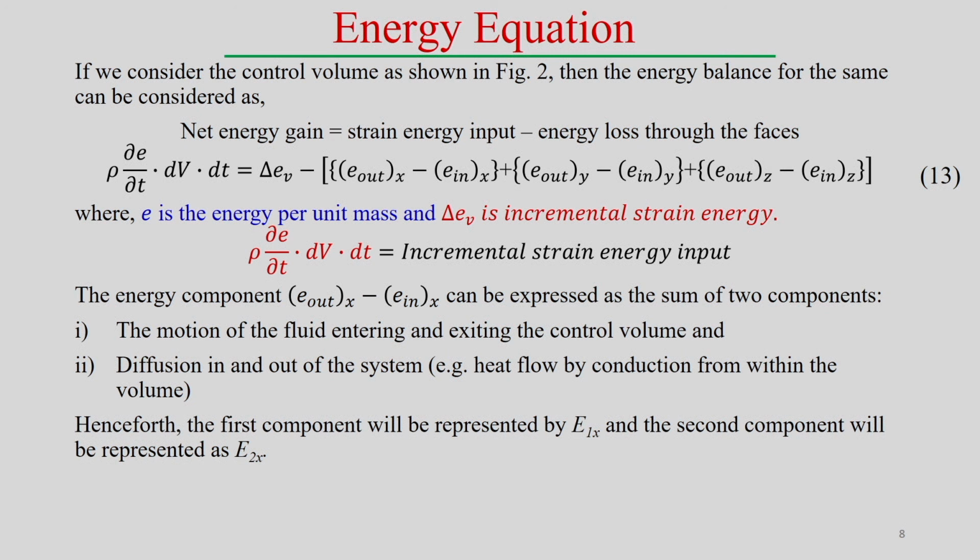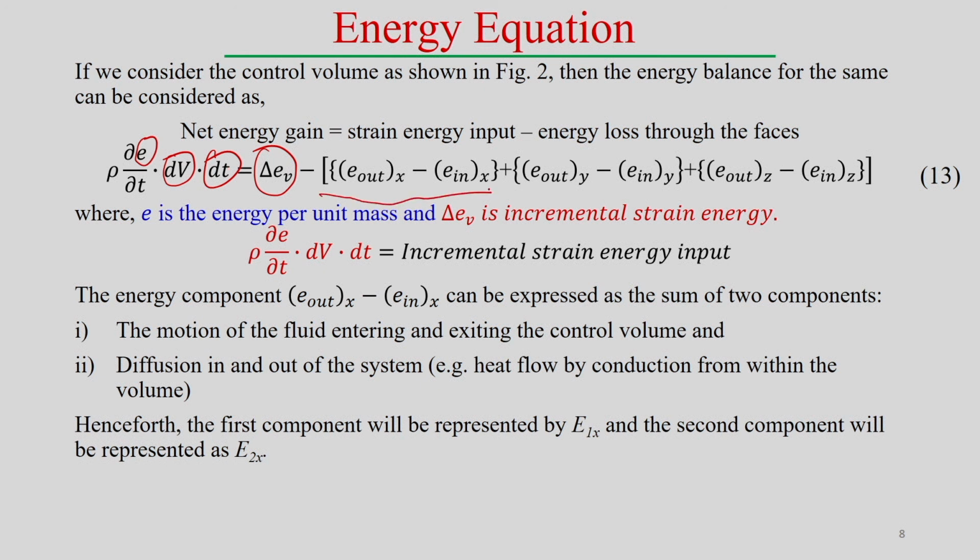It is simply like that only. Net energy gain is rho into del e by del t, where e is the energy per unit mass, small e can be considered energy per unit mass. So, del e by del t is the change of energy with respect to time, dV over the elemental volume and dt over the time. That is the total net energy gain, which is equal to the strain energy within this element, and this indicates what is the energy loss.